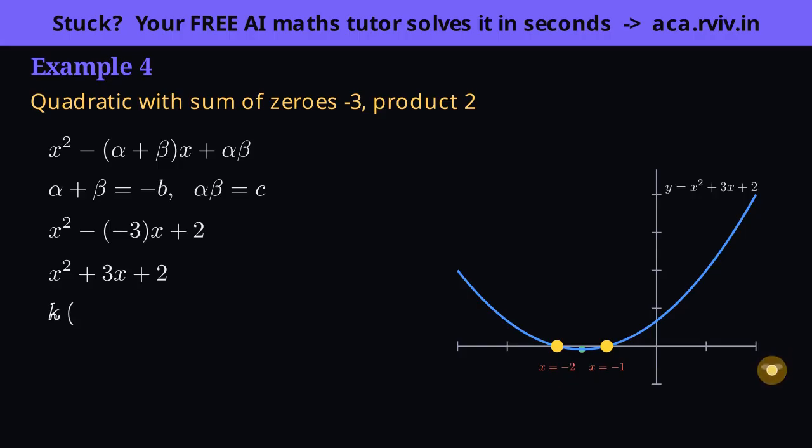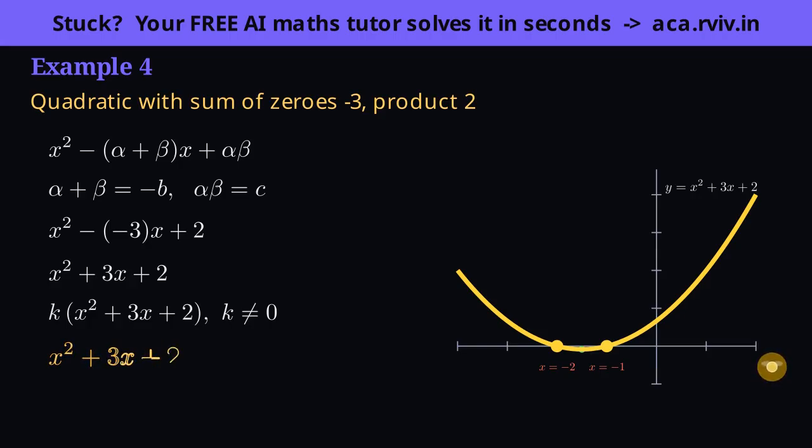One honest subtlety: multiplying the whole thing by any non-zero k doesn't move the zeros. Scaling never changes where a curve crosses the axis, so strictly the answer isn't unique. Takeaway: a given sum and product don't pin down one single polynomial. They pin down a whole family, k times the base, every member sharing the same zeros. We just quote the simplest member, with k equal to 1.